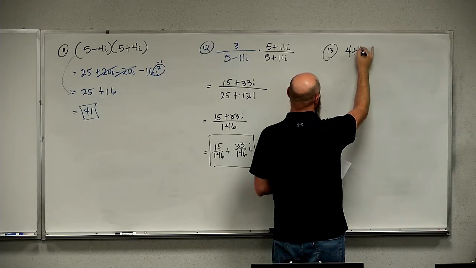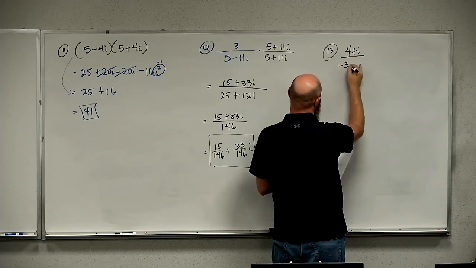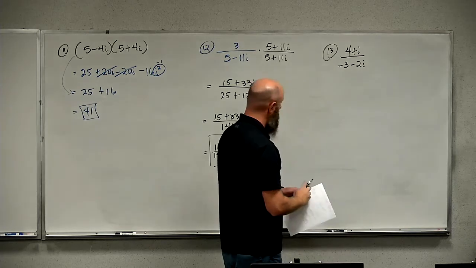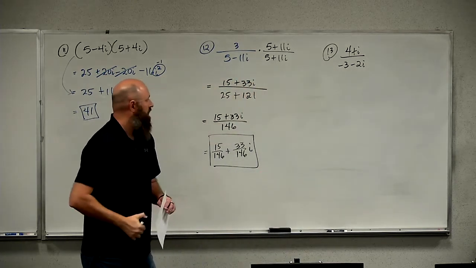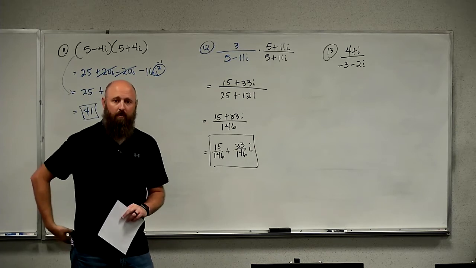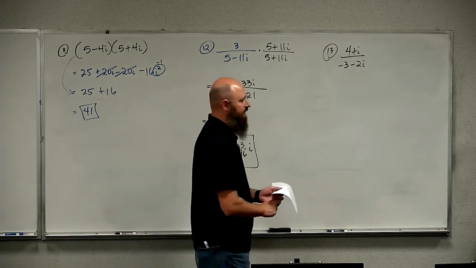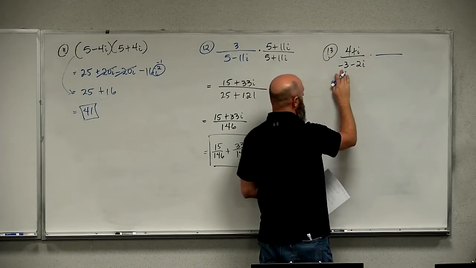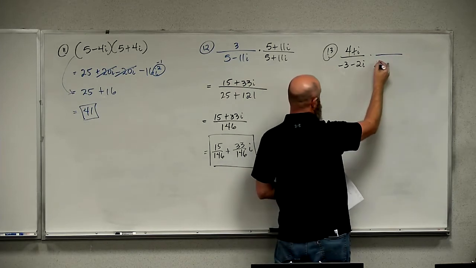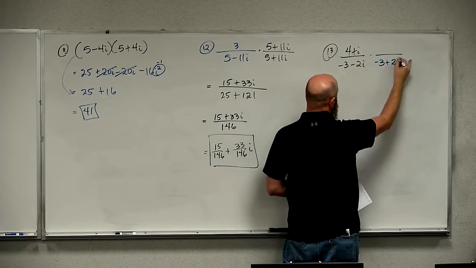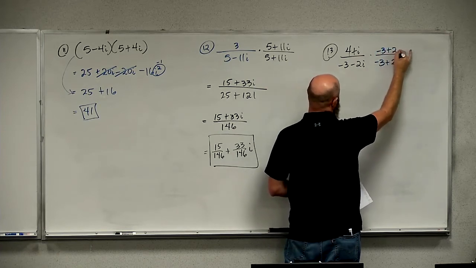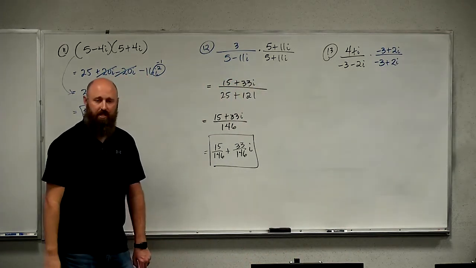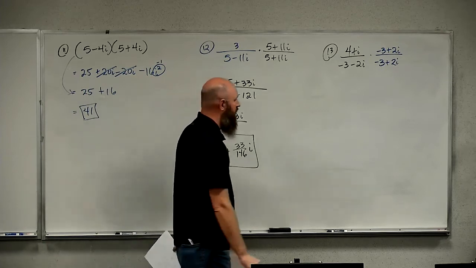Right, (4 + i) over (-3 - 2i). Now it doesn't matter what's on top, we still want to do the conjugates here and break this down. So we're going to multiply. We also don't care that that first one's negative, it stays negative. So -3 + 2i. Okay, so we got to be careful with that when we are multiplying those out. We only change the sign in the middle.